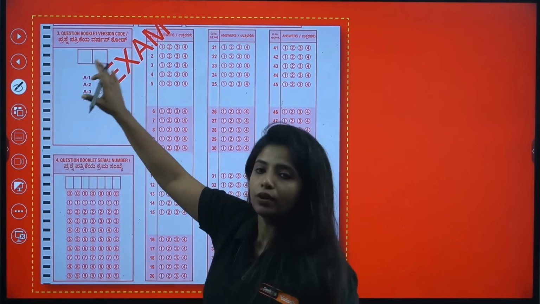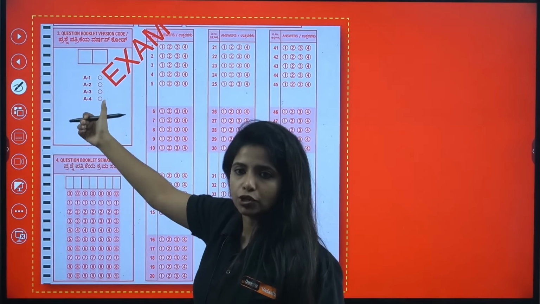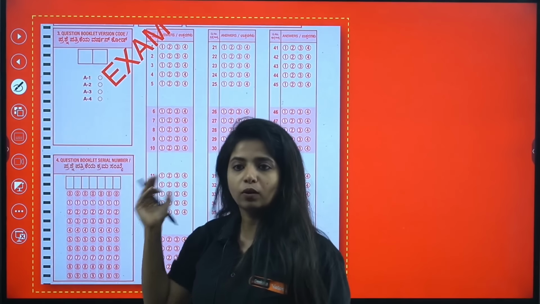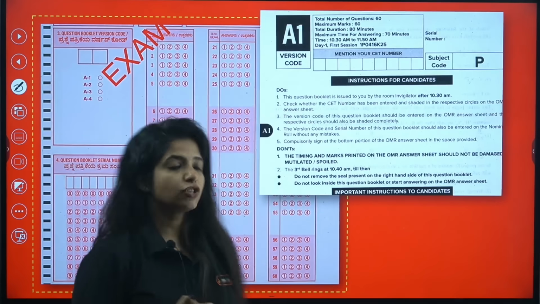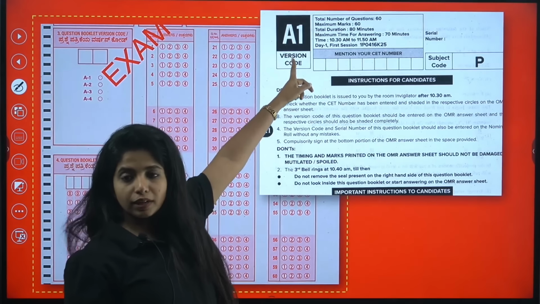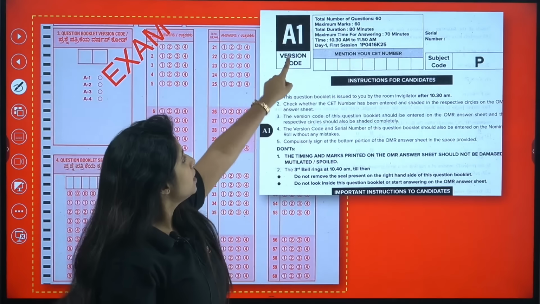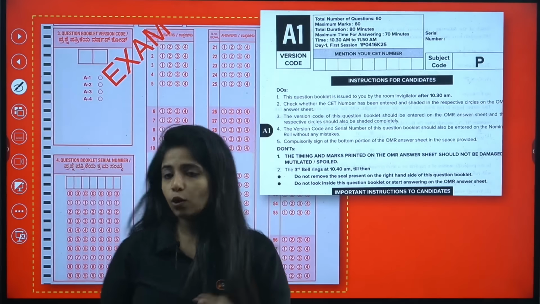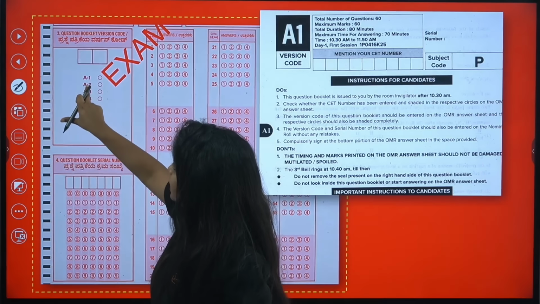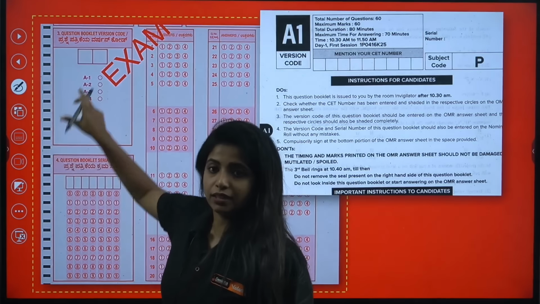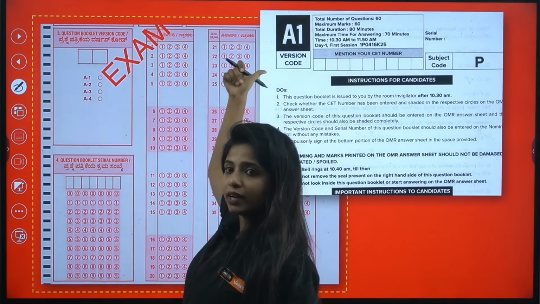How are we going to find the question booklet version code? So basically, the question booklet will also be given to you. The question booklet version code will be present over here. This is the previous year physics paper. So the version is what? A1. Now over here you have got the choices A1, A2, A3, A4. What have you got? I have got A1.